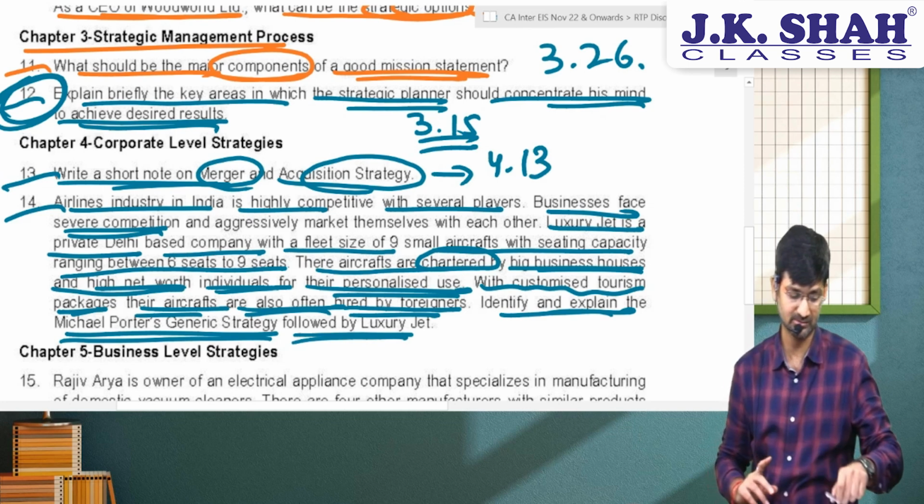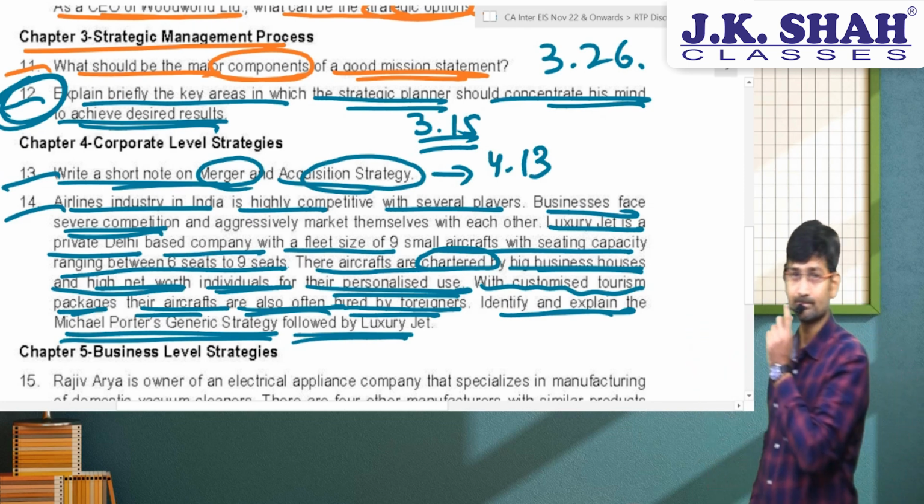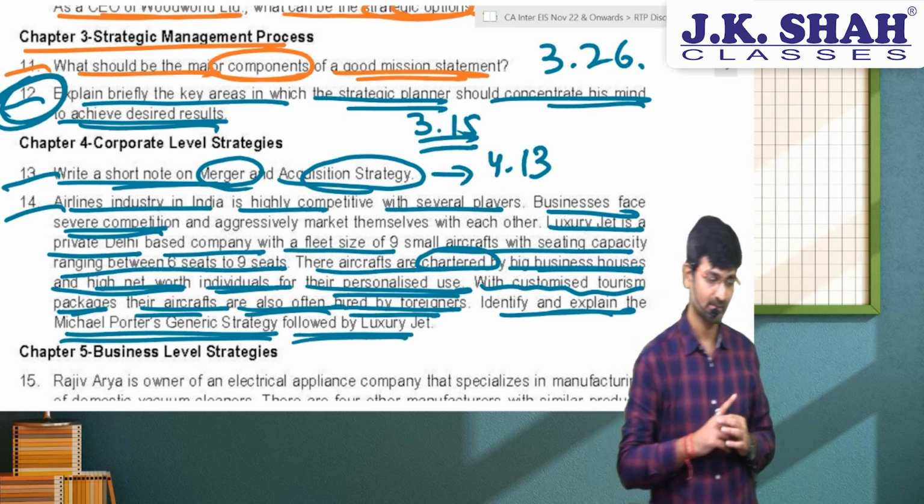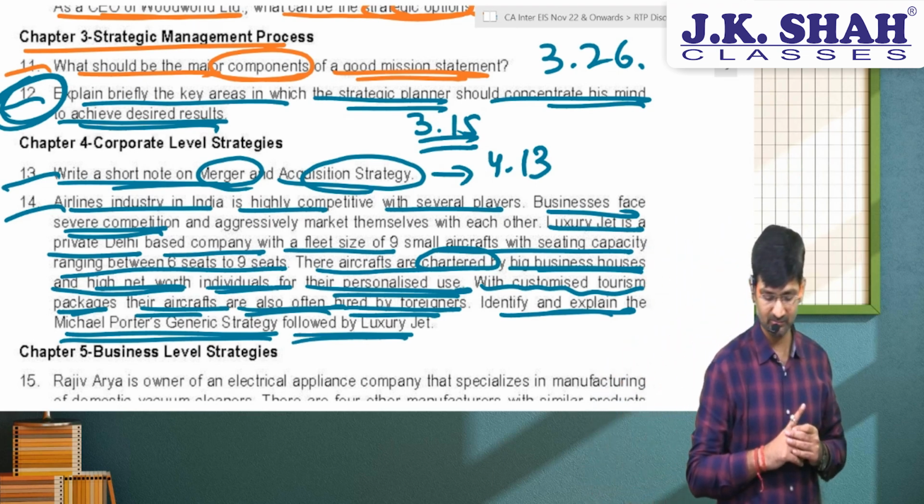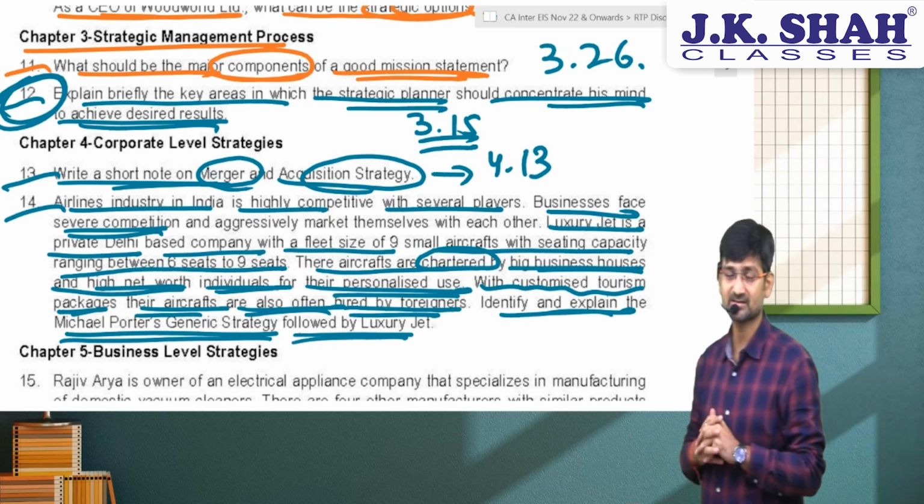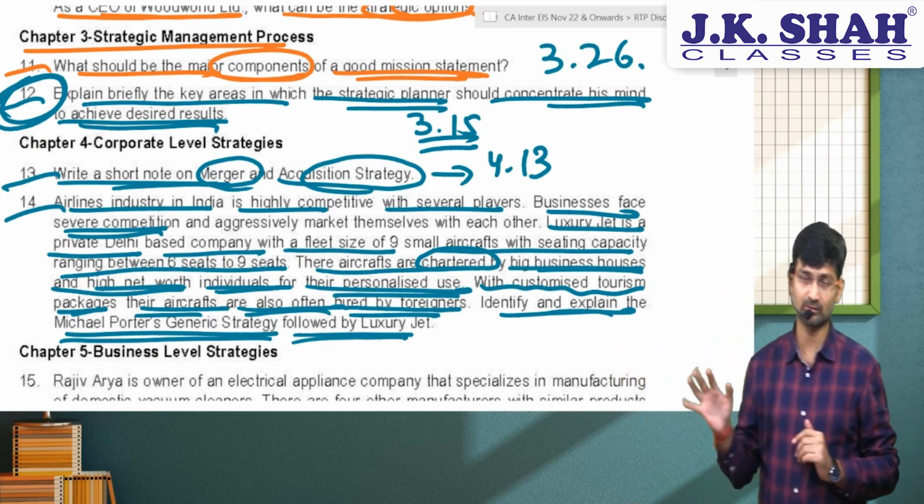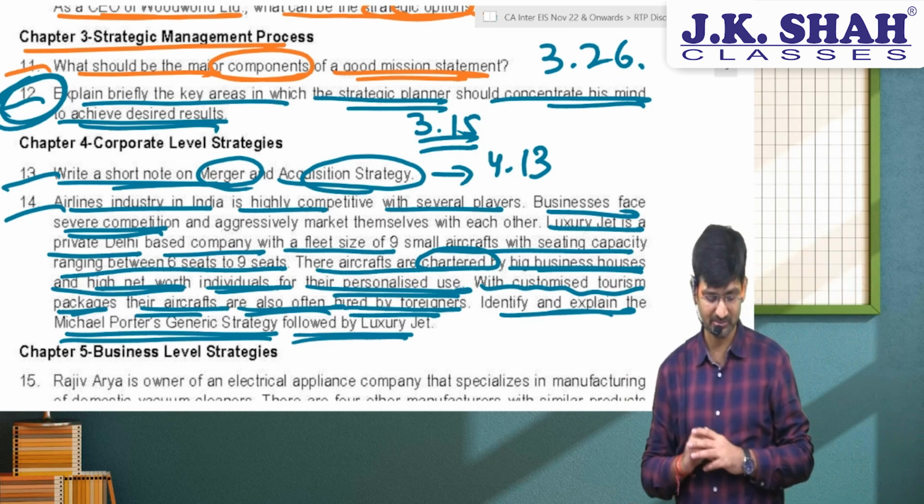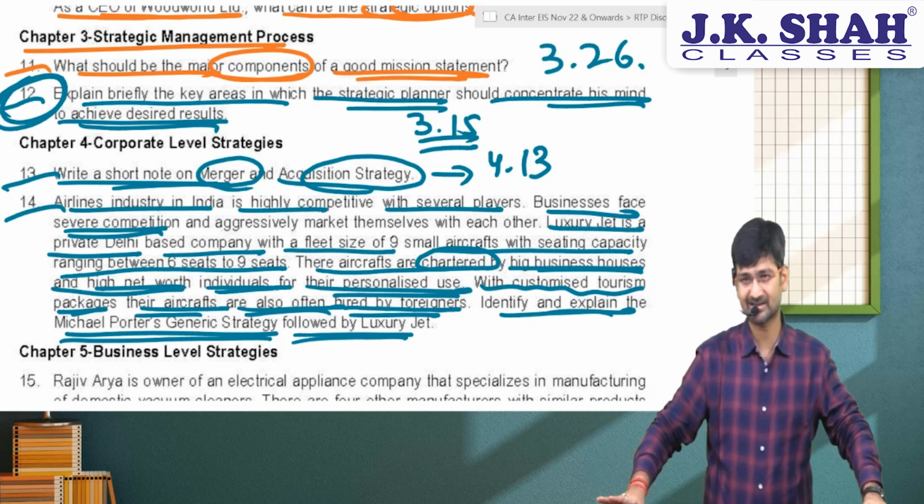First thing that you should understand, this is a topic question from chapter 5. This is not chapter 4. This is a question from chapter 5 because it talks about Michael Porter's generic strategy. Even though it is given in your RTP as a question from chapter 4, this is a chapter 5 question, Michael Porter's generic strategies. Now, which strategy of Michael Porter are we talking about?